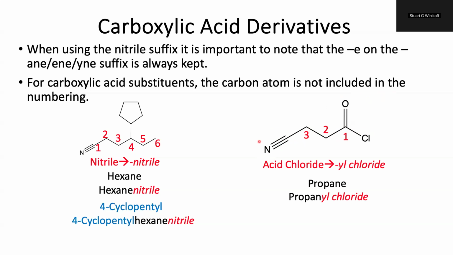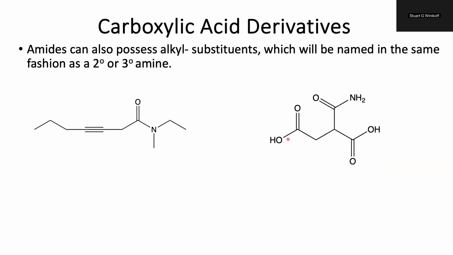Now from here, I add that I have a nitrile, which as a prefix becomes a cyano group. And that cyano group is located at the 3 position. This carbon of the cyano is bound to the 3 carbon. So this is a 3-cyanopropanoyl chloride. Now, one of the other things to watch out for is when I'm dealing with amides. One of the reasons amides are important is because they, like an amine, can have alkyl substituents.